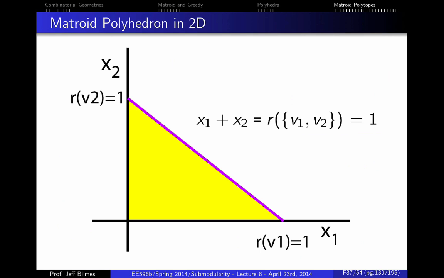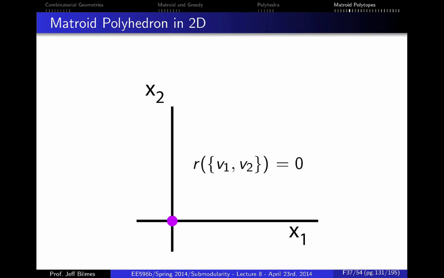But there are other possibilities for this 2-dimensional case. For example, what if the rank of the pair is equal to 0? So this is another matroidal polytope. It's just this point. Now don't get confused with these polytopes and the combinatorial geometries that we just saw, and don't get confused with that and the graphic matroids. These are really, really different pictures. This is a polytope here. This is a matroidal polytope.